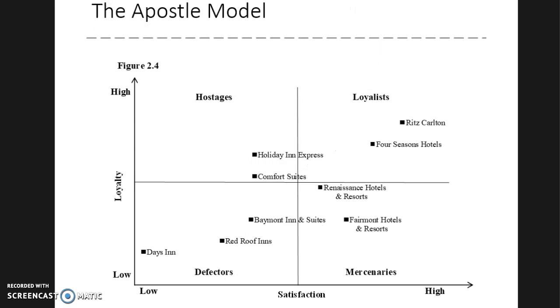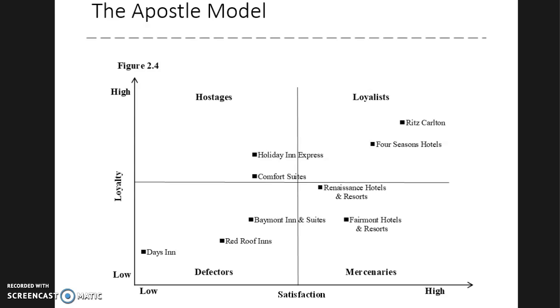So this is called the apostle model. It's in your textbook. A lot of these hotels and inns we recognize from the marketplace. Some have a higher satisfaction rate, and those also often lead to a higher loyalty rate. The Ritz-Carlton and the Four Seasons have high loyalty rates. So you have the loyalists in there.